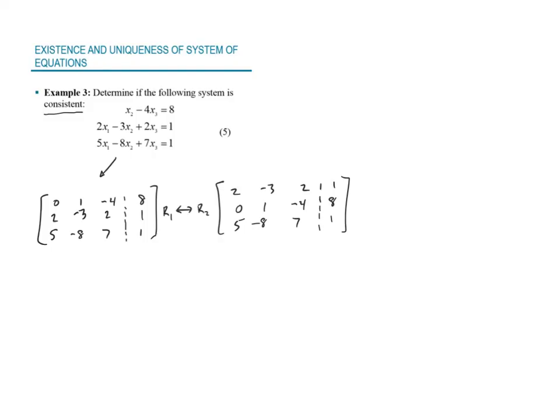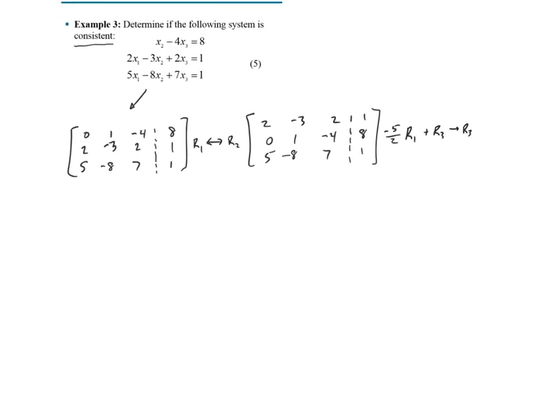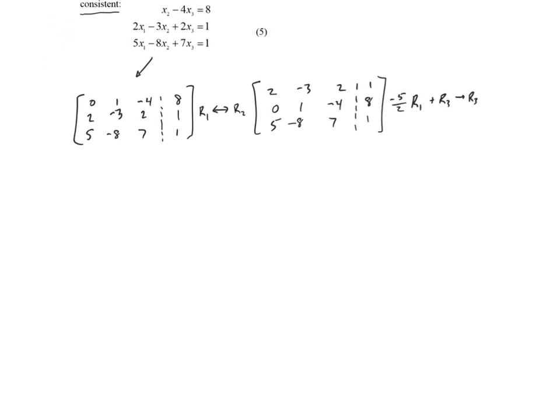Now, I hope I don't scare anyone off with this operation, but here's what it looks like. We're going to take -5 halves, ooh, that's a nice fraction, times row 1, add row 3, store the result in row 3. Now, if you want to think about why I'm picking 5 halves, pause the video for a minute, see if you can figure that out. Otherwise, you'll learn in the future why we decide on all of these operations. Okay, so -5 halves times row 1, add row 3, store the result in row 3.